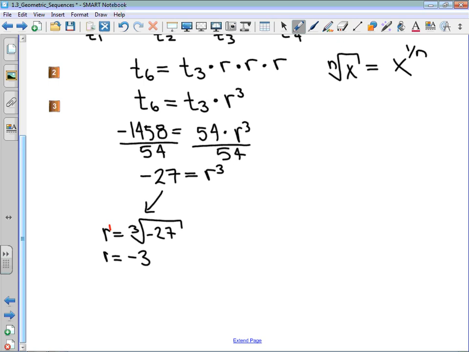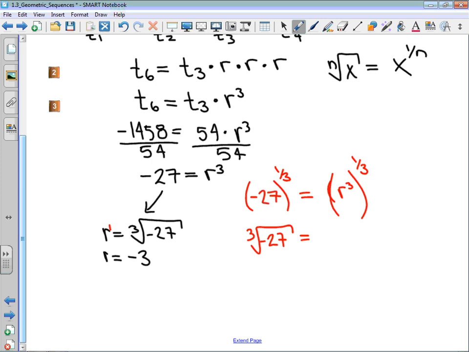And the way that I do that is I'm going to take both sides of the equation and put it to the power of the reciprocal of the original or existing exponent. The reciprocal of 3 is 1/3. If I put both sides to the power of 1/3, I just want to show that the left-hand side is the cube root of negative 27. The right-hand side is going to be r to the power of 3 times 1/3. And I get the cube root of negative 27, which is negative 3, is going to be equal to r to the power of 1.